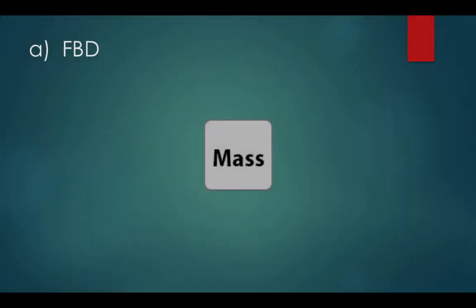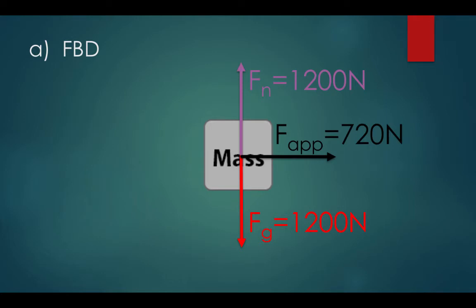Let's draw the coffin as a square. Fg equals 1200 newtons. There's a force normal that keeps the coffin from falling through the floor, which must be equal but opposite, so 1200 newtons upwards. There's a force applied of 720 newtons.